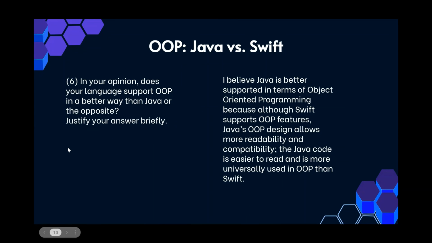In my opinion, does your language support object-oriented programming in a better way than Java, or the opposite? So I believe Java is better supported in terms of object-oriented programming, because although Swift supports object-oriented programming features, Java's object-oriented programming design allows more readability and compatibility. The Java code is easier to read and is more universally used in object-oriented programming than Swift.